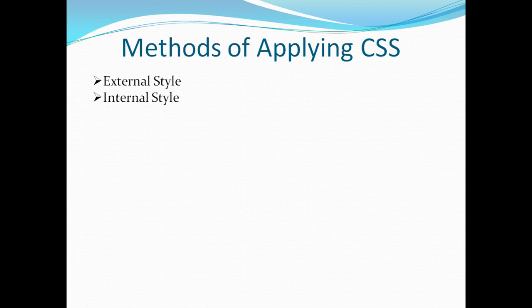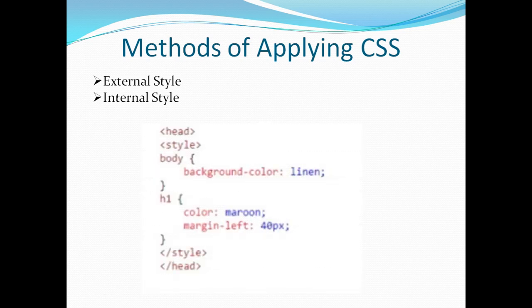The second method of applying CSS is internal style. Internal style is used when you want to apply some effects to a particular web page. It is added to the head element of the web page by writing the code statement inside the style tag. For example, we can see over here there is a head tag and there is a style tag. Body acts as the selector. The background color acts as a property and linen stands for value. So this is how you can apply the internal style.